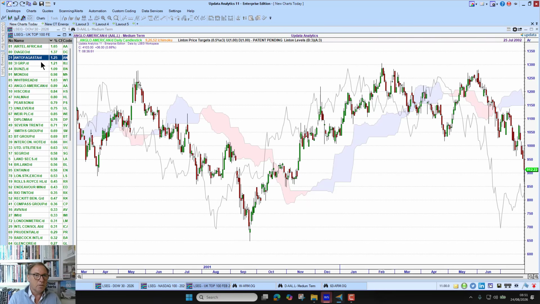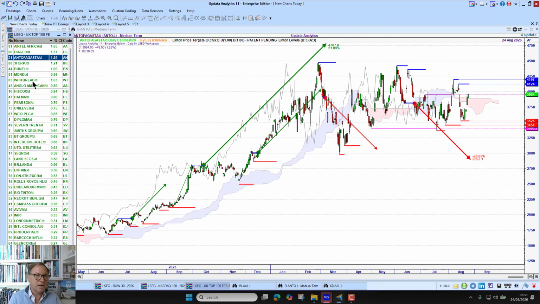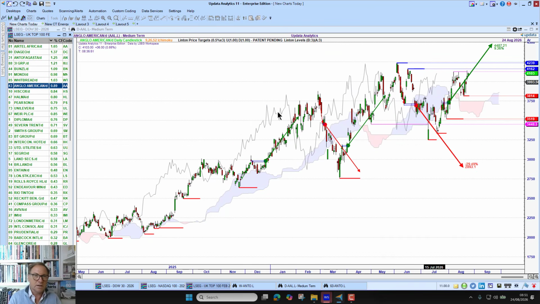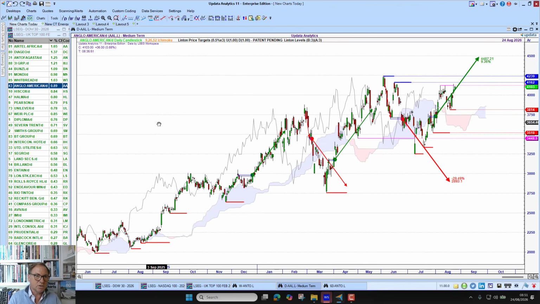And a lot of the performance is in resource stocks, Antofagasta, Anglo American, upside targets. Of course, we're seeing that move in gold having quite a big effect. So resource stocks are looking quite good. But across the board, we're seeing a pretty good start to the week.